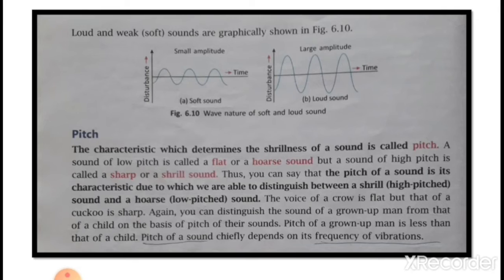So children, the loudness depends on three factors. First one is that it depends on amplitude, second, it depends on the area of vibration, and third, it depends on the distance between the sound source and the listener. And the second characteristic of sound wave is the pitch, and the pitch depends on the frequency of vibration. So these are the important characteristics of sound wave. Okay.